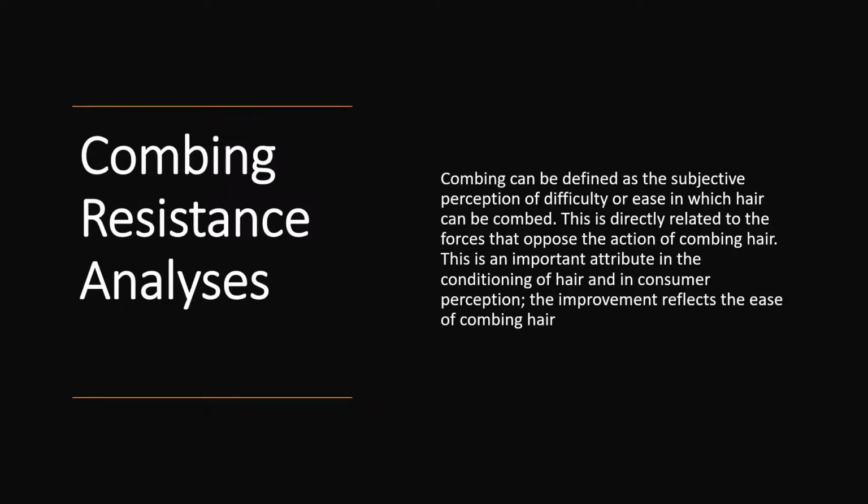Now, another interesting property related to hair tensile strength is the combing resistance analysis. What is combing? When you don't comb your hair for a long time, you get locks. When you apply the comb onto the locks, it does not pass through. What you feel is the resistance. We measure this resistance, and it is also a subjective perception of the difficulty or ease with which the hairs can be combed. This is directly related to the forces that oppose the action of combing hair.